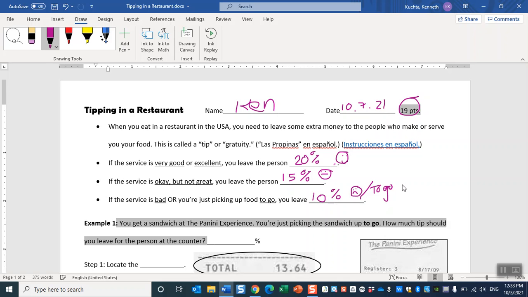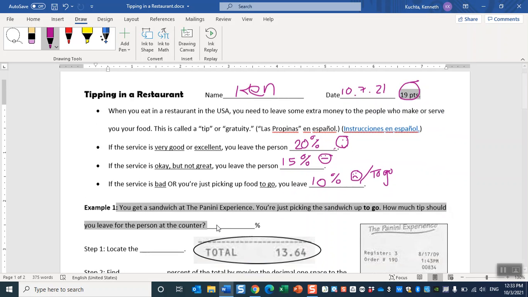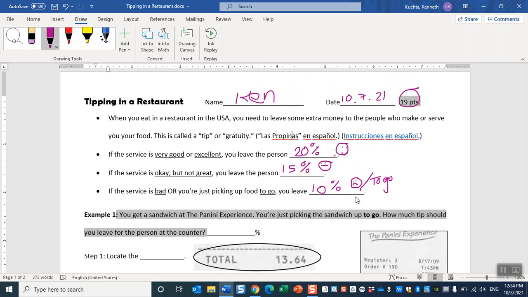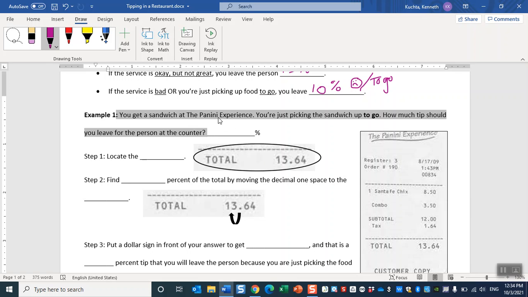Now, you might be thinking, what about fast food? Not really, but if you're in a coffee shop like Starbucks or Pete's, maybe even Dunkin' Donuts, you do leave a 10% tip, okay? All right, so here's example one. You get a sandwich at the Panini Express Experience. Right here is the receipt, okay? You're just picking up a sandwich to go. Okay, let's look up here. How much am I going to leave to go? 10%, okay? So I got to write that in on my worksheet, 10%, okay?